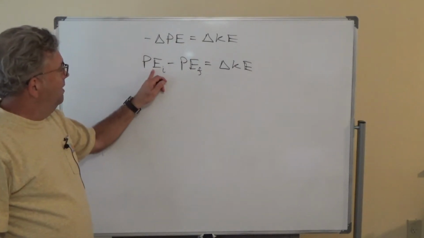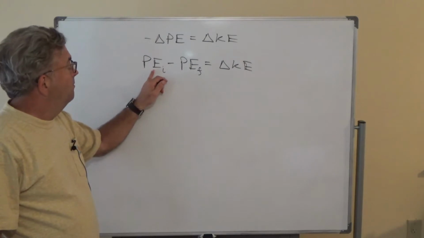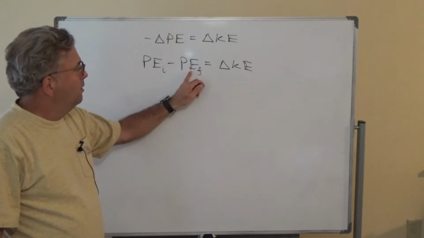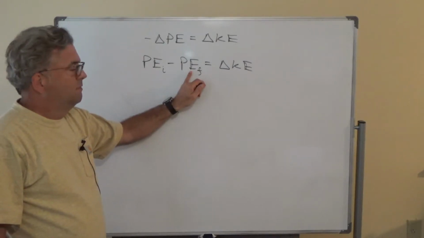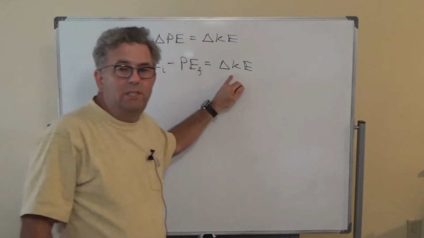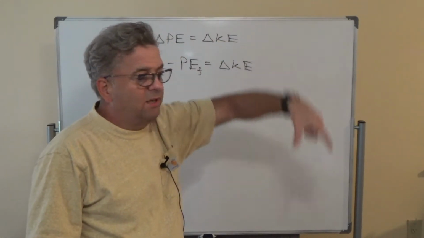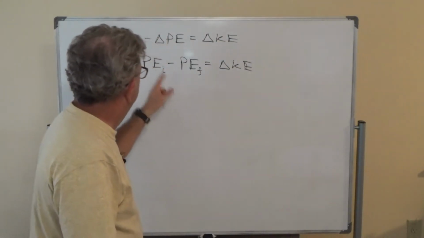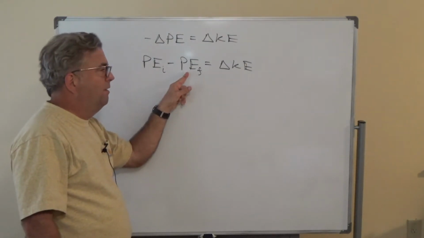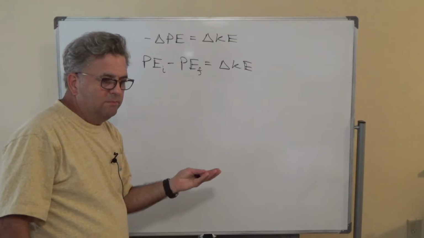If your initial potential energy is greater than the final potential energy, then you're speeding up the system. You're increasing its kinetic energy. That's like an object falling. If PE initial is less than PE final, what?